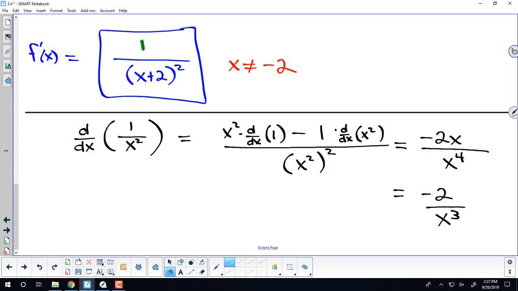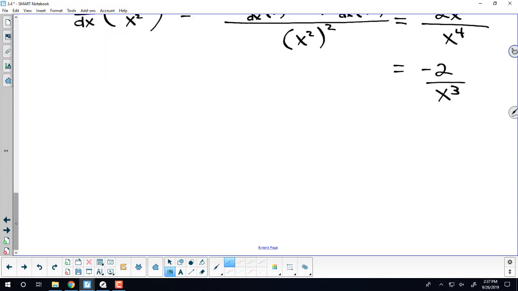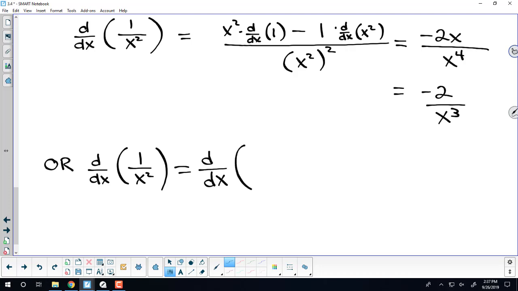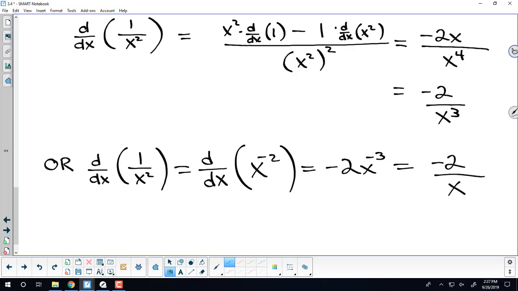So now I guess we have a different way of looking at this, particularly negative exponents. What else we could do, if I'm asked to take the derivative of 1 over x squared, before I take the derivative of that function, I'm just going to rewrite it as x to the -2. And then just use the power rule for that. So -2x to the -3 is equal to -2 over x to the +3.